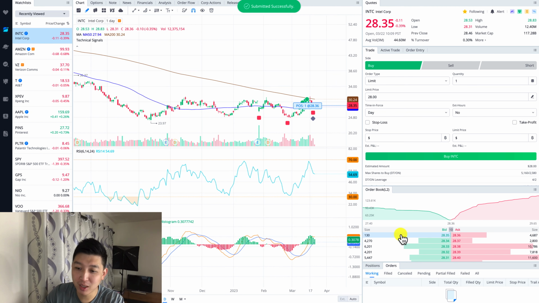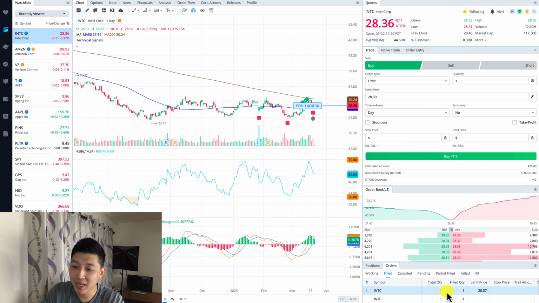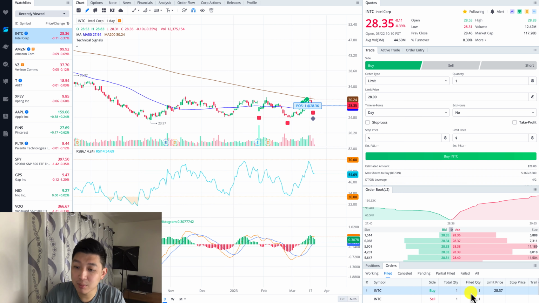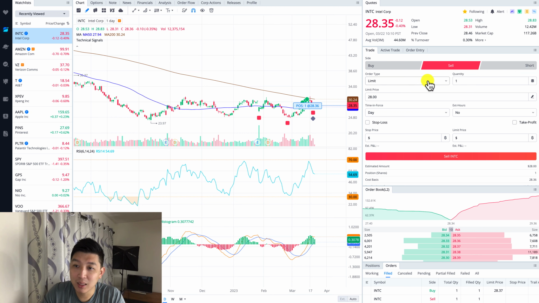See? So if you jump it a little bit more, it's going to get filled even though it's a limit order. But basically, you're technically doing almost like a market order. So this got filled as a buy at 28.37. Remember, this order type is limit. And the average price you paid was 28.36. So even though you set the price at 28.37, you get the best price possible. The average price that got filled was 28.36. Remember that.